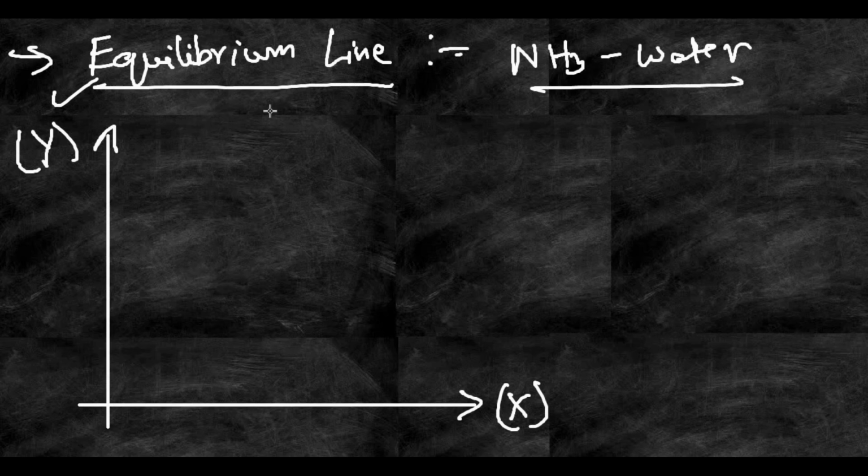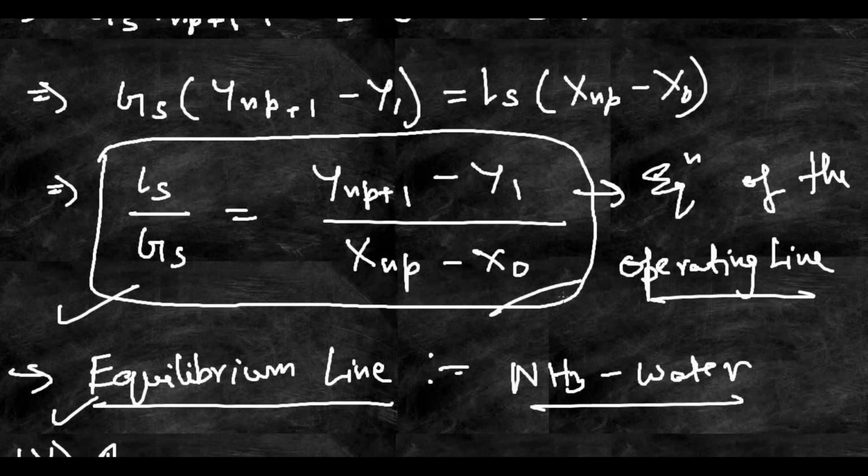If the equilibrium line follows a linear relationship, then we will get a straight line like this. To make this simple, we will consider that the equilibrium line is linear. Now we will try to draw the operating line. You can see that this operating line is also a straight line equation.